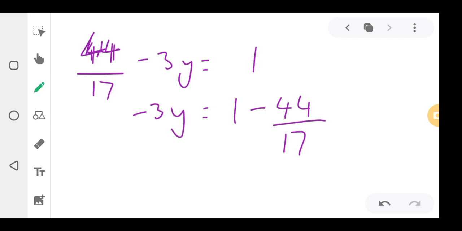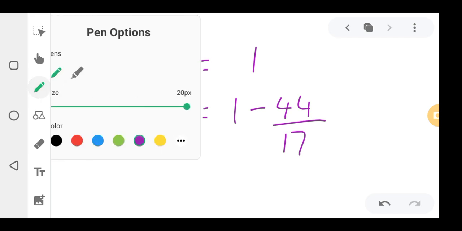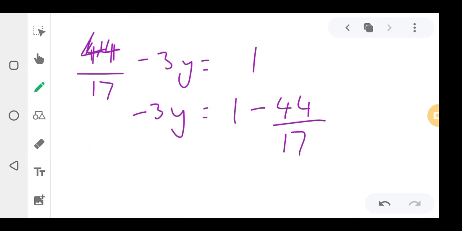What do you do? Because of this negative, if you want, I can multiply by negative 1 throughout, just to remove this negative. If I want, I can multiply by negative 1, because I'm trying to get rid of this negative, I just want to find y. So I can simplify or do it on the last stage. It's up to me.